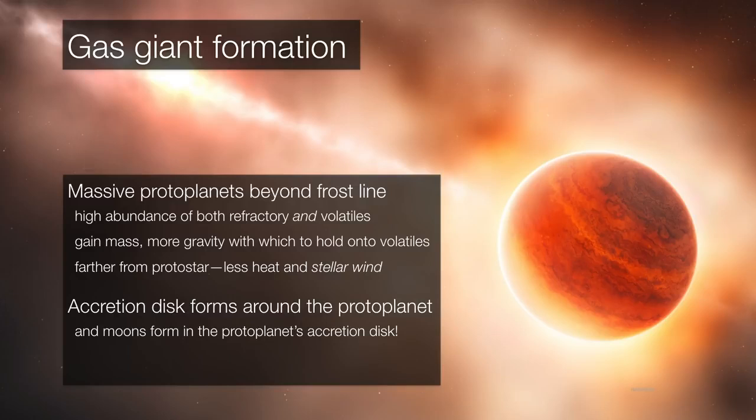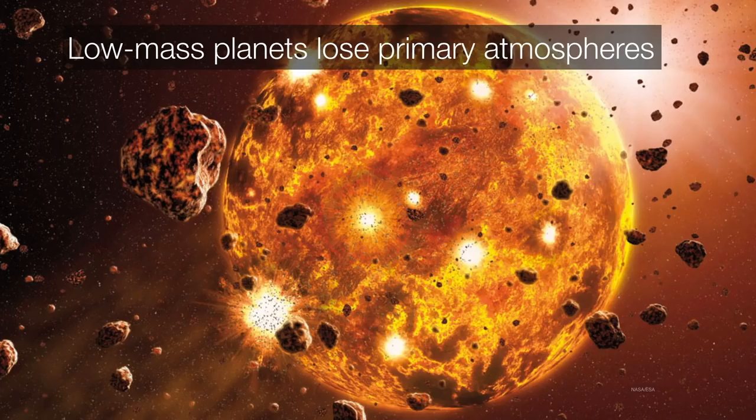And this allows these massive outer solar system protoplanets to grow what are called their primary atmospheres. And that means that the atmospheres of Jupiter and Saturn, for example, are the same atmospheres that they pretty much formed with. However, in the inner solar system, where we have lower mass protoplanets, it's a much different situation.